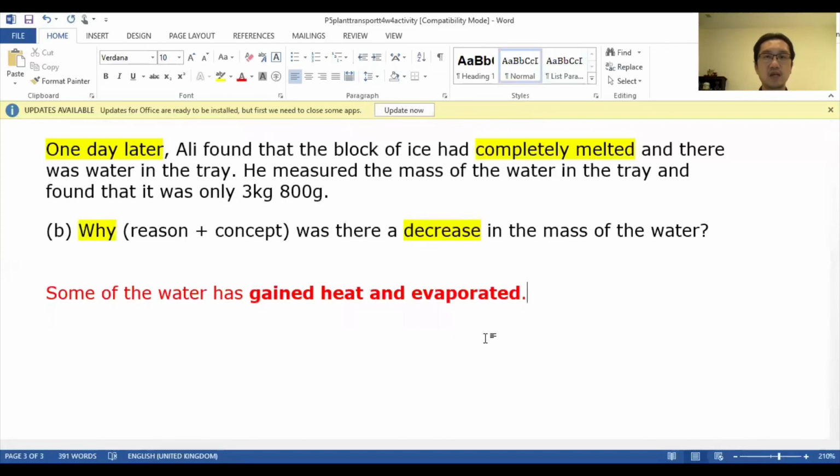Everyone, are you okay with this question? We have already gone through how to answer the "explain how" part of the question, and the "why" question, which needs the reason plus the concept. Not to forget to include the concept. So yeah, that's all.